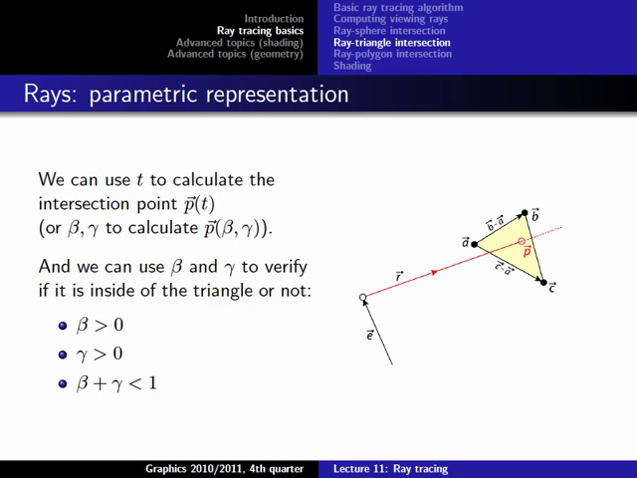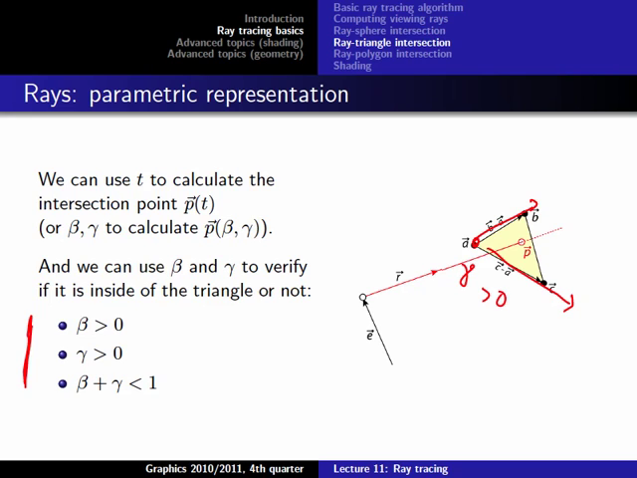But beta and gamma are actually more important for something else, which is checking if the point is within the triangle. I hope you remember that we argued why these conditions are sufficient to check if it is in a triangle. If you look at the equation that we had, you can represent this p as a linear combination of these two vectors, and beta and gamma are just the factors that specify how long those vectors are. So of course they both have to be larger than 0.